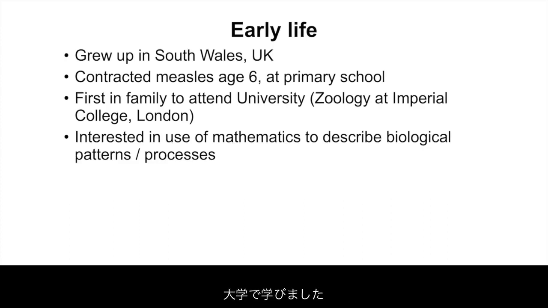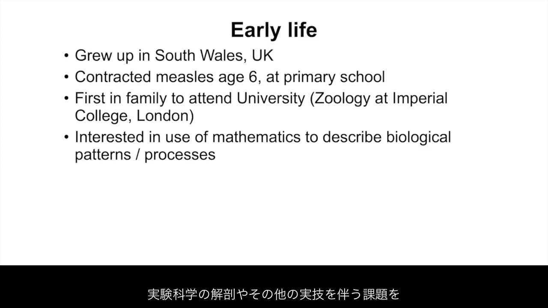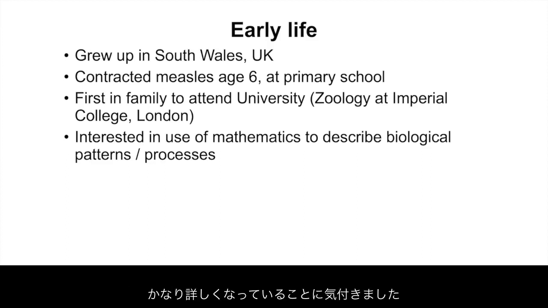At the time in Imperial College, there was a very strong group working on theoretical ecology, led by an inspiring early mentor, Sir Richard Southwood. I'm extremely short-sighted and wasn't at all accomplished at laboratory science, dissection and other practical assignments, so I gravitated towards theory. I discovered in my second year that I was reasonably adept at computer programming. This was the era of punch card machines, and I became increasingly fascinated by the use of mathematics to describe biological patterns and processes.